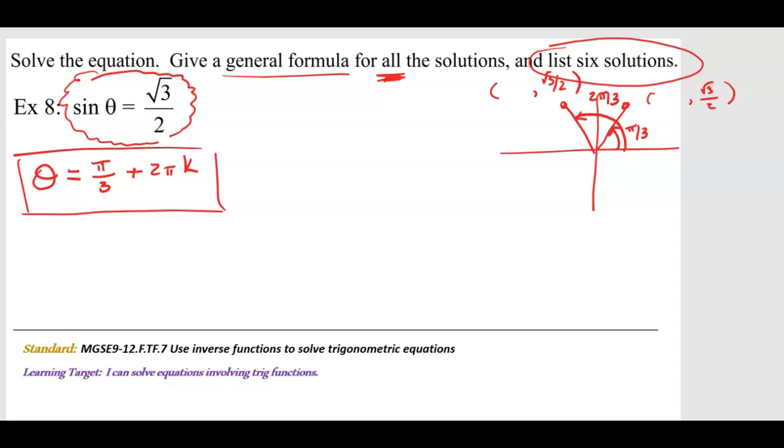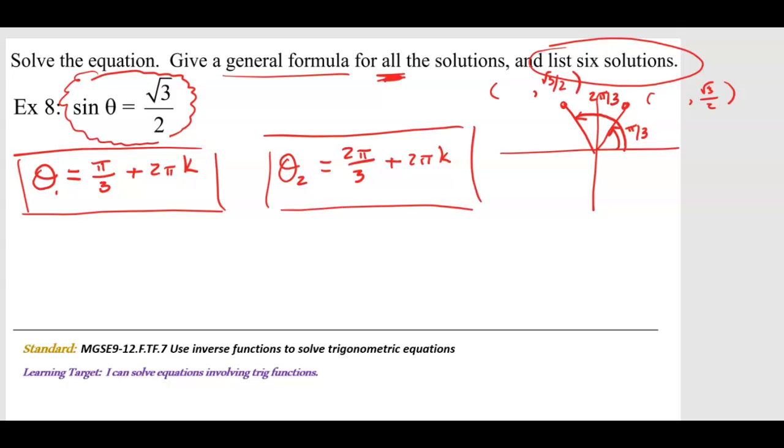pi over 3 plus some multiple of 2 pi, or I can call that theta 1. My other general rule is 2 pi over 3 plus 2 pi k. So in this particular problem, there are two general rules that will give me infinitely many solutions. Okay? Now here's where it gets interesting. I want you to find 6 actual solutions.